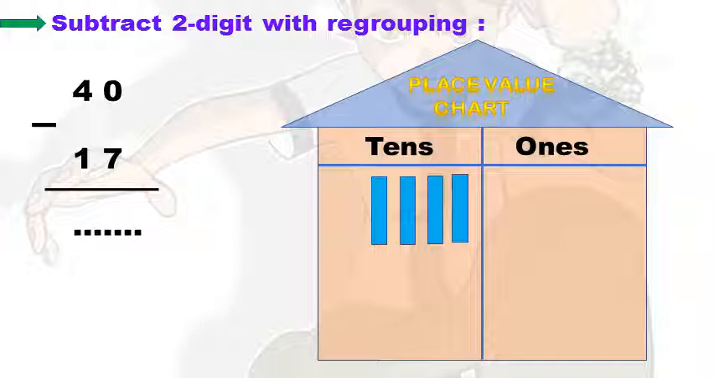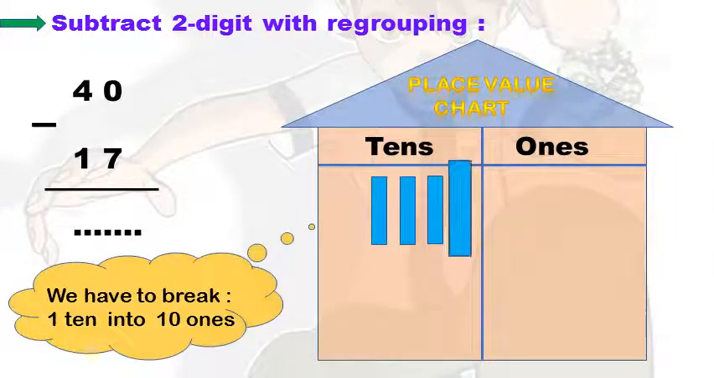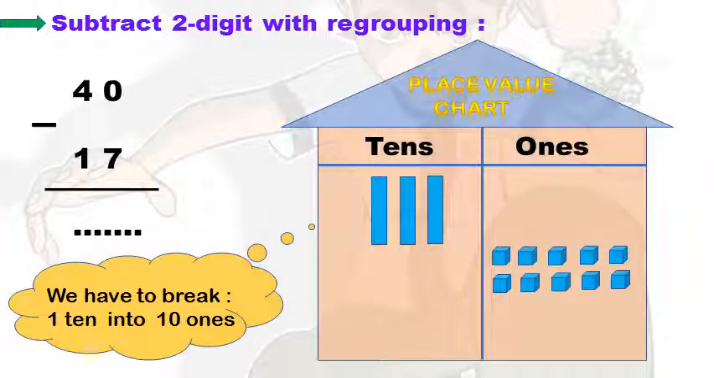I'm going to take 1 bar of 10 from the tens place and break it into 10 ones in the ones room. Okay, so now the ones become 10 and the tens become, yes, 3. So now I can do my normal subtraction. 10 minus 7, I'm going to cross out 7 ones. 1, 2, 3, 4, 5, 6, and 7. So my answer is 3 in the ones.